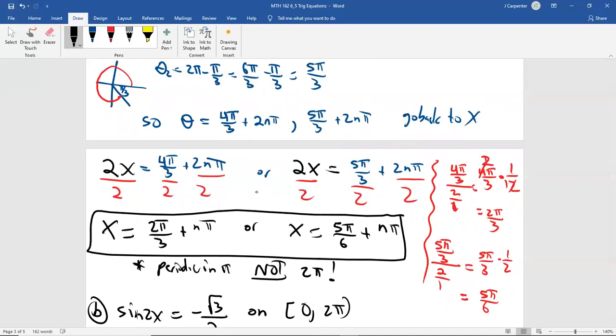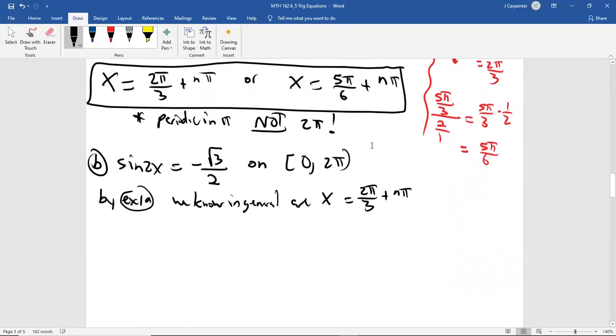You would still have this part and this part right, but you wouldn't have divided the 2 out, so you would have missed it over here and here. And that is a massive mistake because you'd only have half of the solutions. So we know in general x equals 2 pi over 3 plus n pi and 5 pi over 6 plus n pi. So we're just going to take that, but with the restrictions.